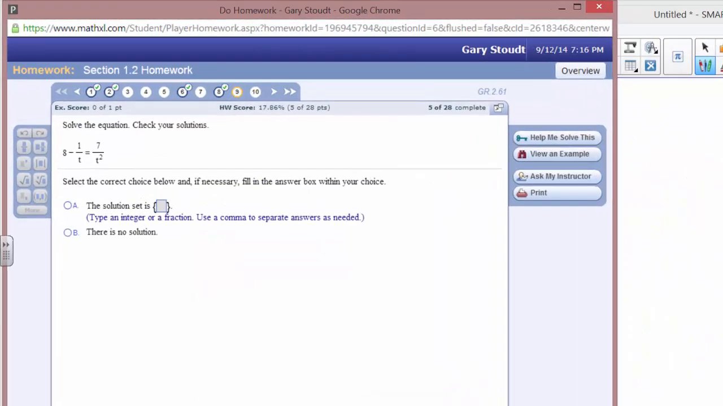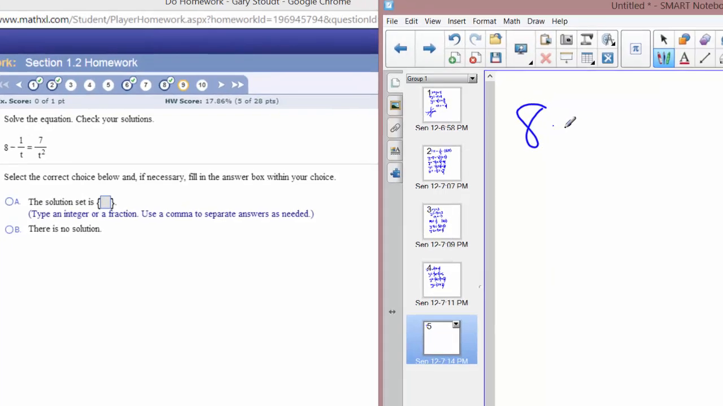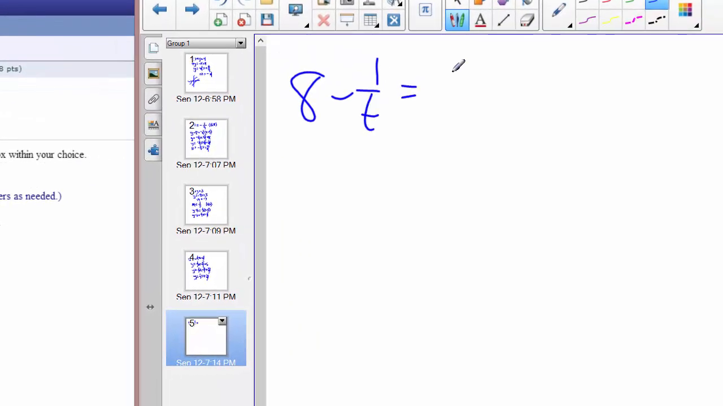Okay, next let's look at problem number 9, which is a simple algebra problem where we have to solve the equation. So just because we're practicing, I will do this both by hand and on the TI Inspire calculator. I'll use the Inspire because that's the one I can project on the screen. Remember, the TI-89 has similar capabilities. So we need to solve the equation 8 minus 1 over t is equal to 7 over t squared.